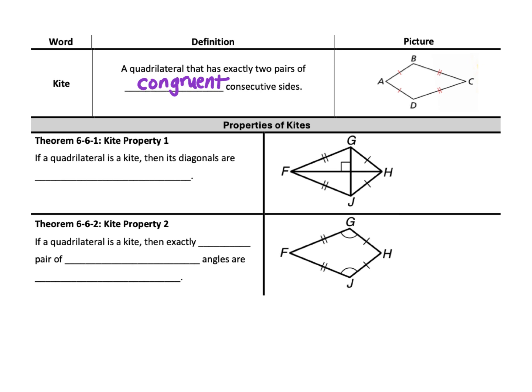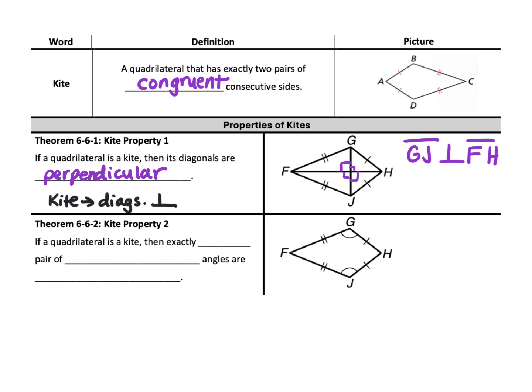There are 2 specific properties of kites. The first property is that if a quadrilateral is a kite, then its diagonals are perpendicular. So if we look at this picture here, the diagonals are GJ and HF, or FH. Notice that GJ and FH are meeting at a 90-degree angle, so they are perpendicular. Also note that all 4 angles are 90 degrees, so you really just get 4 different right angles.